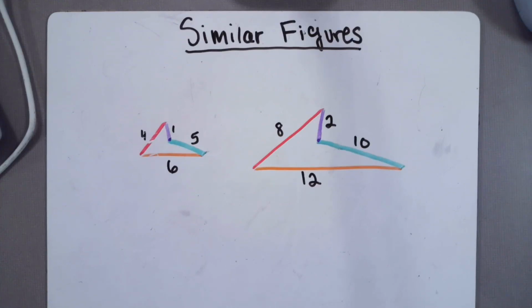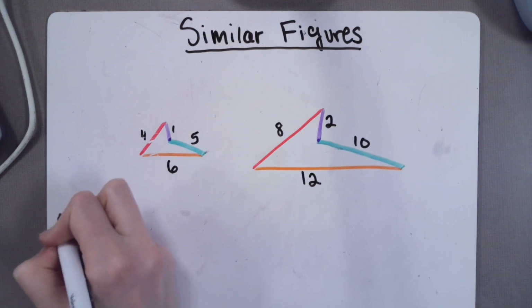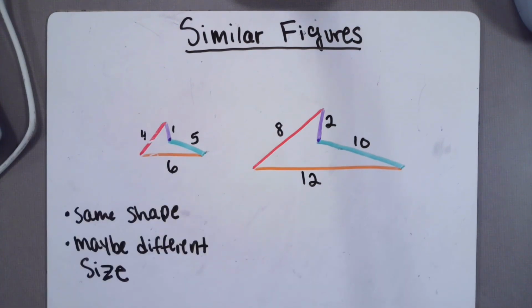Alright, this video is going to be about similar figures with a focus on similar triangles. So what are similar figures? Well, those are shapes that have the same shape but potentially different sizes. One way to create similar figures is by doing a transformation called a dilation, which is increasing or decreasing the size of a figure but keeping the shape the same.